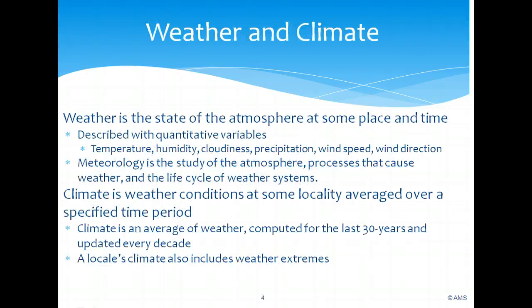One of the first concepts we need to define is basically what's the difference between weather and climate. As described here, weather is a state of the atmosphere at some place in time and has a variety of quantitative variables such as temperature, cloudiness, precipitation, wind direction, etc. Climate is weather conditions at some locality averaged over a specific time period, which generally is approximately 30 years and is updated every 10 years or so.